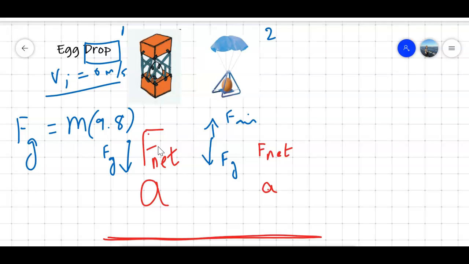Yes, structure 1 has a higher acceleration, so it will have a higher velocity, whereas structure 2 has a smaller acceleration, so it will have a smaller velocity. Now the question is, which of these two structures will save the egg? For that, we have to talk about the force of impact.